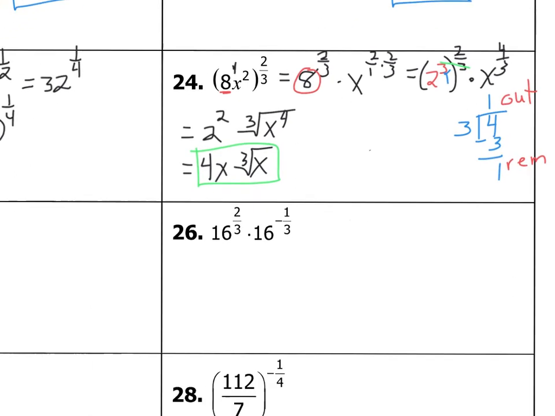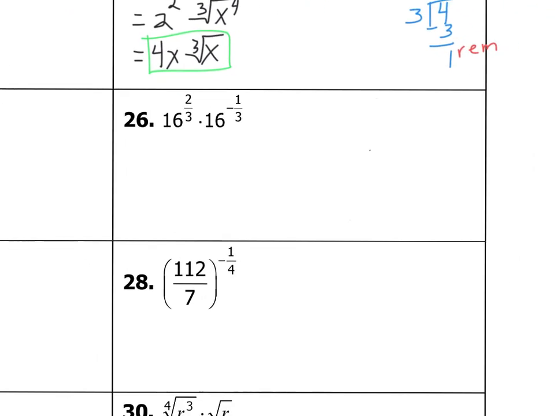So number 26 is fun. I find it fun because, again, you have like bases, so you want to add the exponents, and these exponents have like denominators. So I'm going to take 16 to the 2/3 plus a negative 1/3. That negative should really be looked at as if it's in the numerator. So I have a 2 plus a negative 1, which gives me a positive 1. So I have 16 to the 1/3.